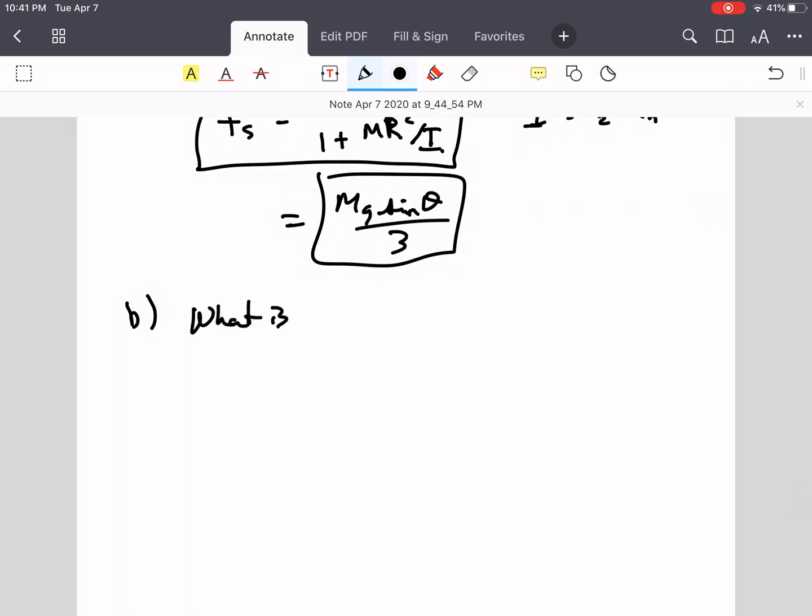Okay. Now, part B of the question asks, what is the speed of the yo-yo? Not the speed of the yo-yo. What is the speed of the cylinder after falling height h? And what I want you to notice is that this is exactly the same question as what we asked for the yo-yo. So we have energy conservation because we have rolling without slipping. We have an object falling height h.